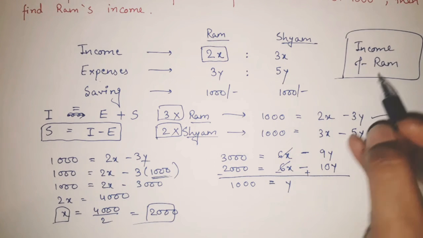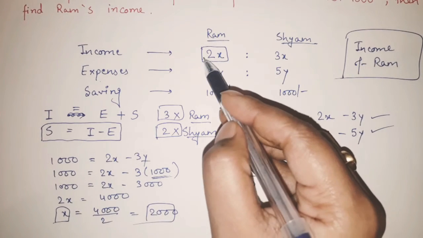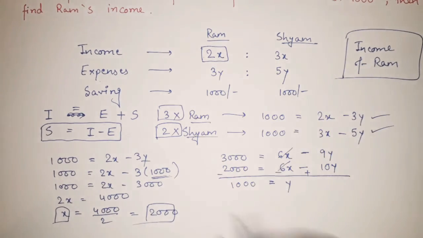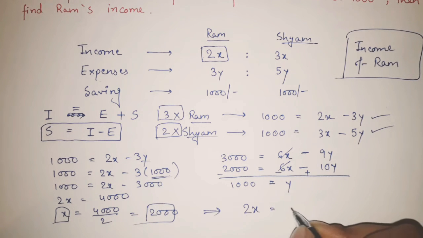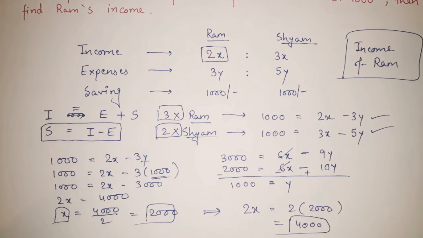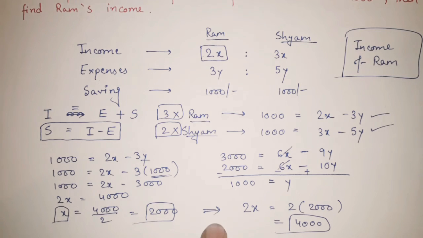What are they asking? They are asking about the income of Ram. Okay, we know that the income of Ram is 2x. Now we know that x equal to 2000. So income of Ram is equal to 2x is equal to 2 into 2000, that is equal to 4000 rupees. Fine. So with the help of some formula, some logic, we have derived the value, that is 4000 rupees. So 4000 rupees is the income of Ram that they have asked in the question.